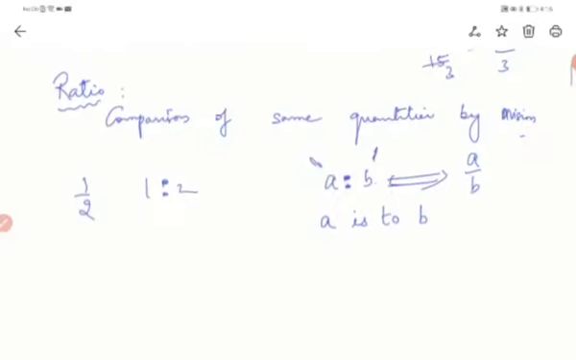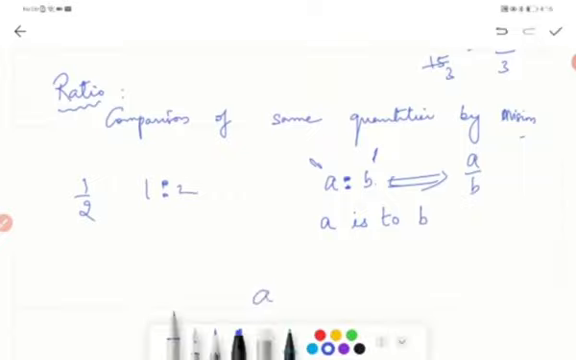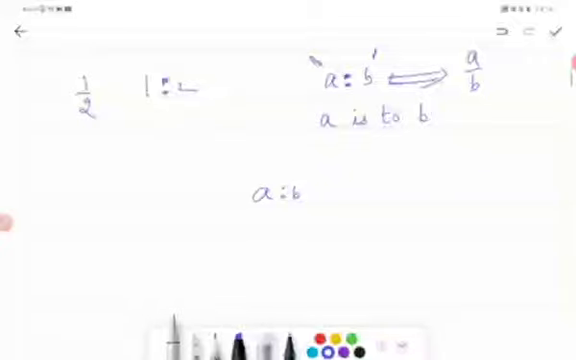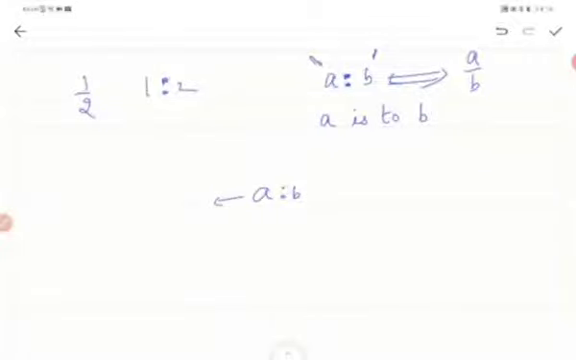Okay, so in that one of the things was ratio in the simplest form, right? So what does this mean? You have the ratio in general A is to B. A is called antecedent, and B is called consequent. If they have no common factors other than 1, then you call that ratio as in the simplest form.